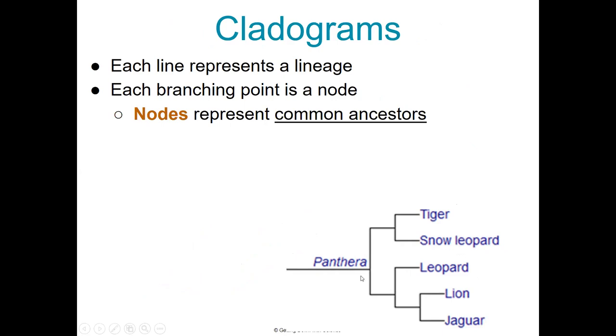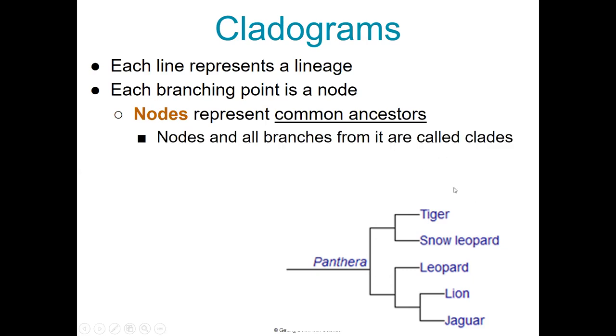So nodes are going to be common ancestors. So when we're talking about Panthera, we have two nodes. We have a branching point. Those are our nodes. And that node, right, that point where they branch off is our common ancestor between these two groups. Nodes and all the branches from it are called clades. So all of these are going to be clades, and sometimes we have clades within clades.